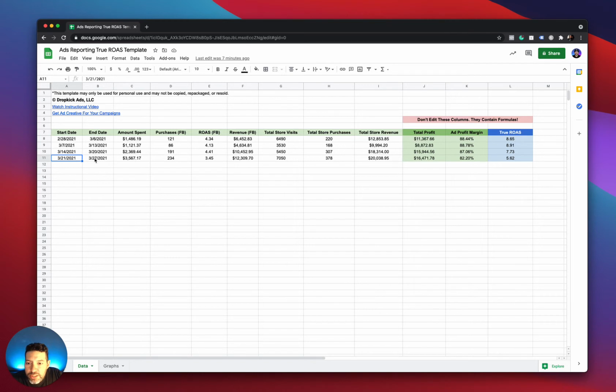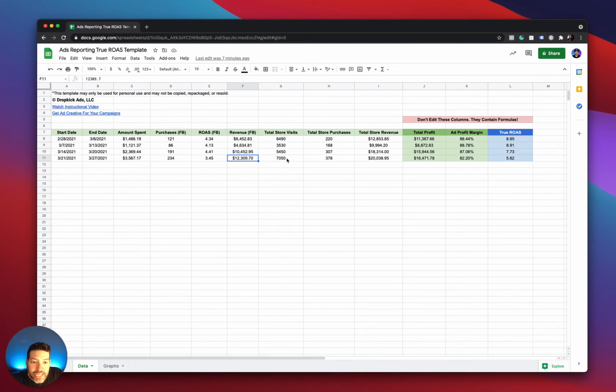So put in the start date, end date, and then one of the key metrics: the amount spent. Look at all of the active campaigns that you ran during that period of time and put in the total dollars you spent. Put in the total purchases that Facebook said that you had. Put in what Facebook's reported return on ad spend is. And then finally, put in what Facebook's reported revenue is.